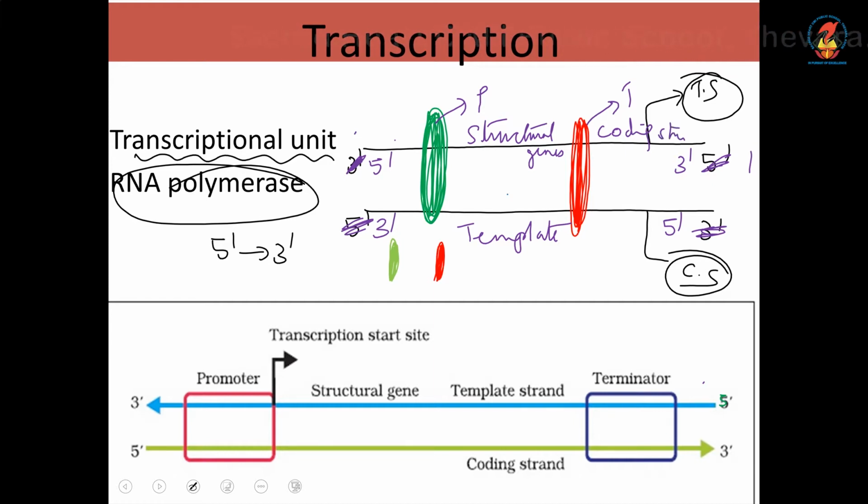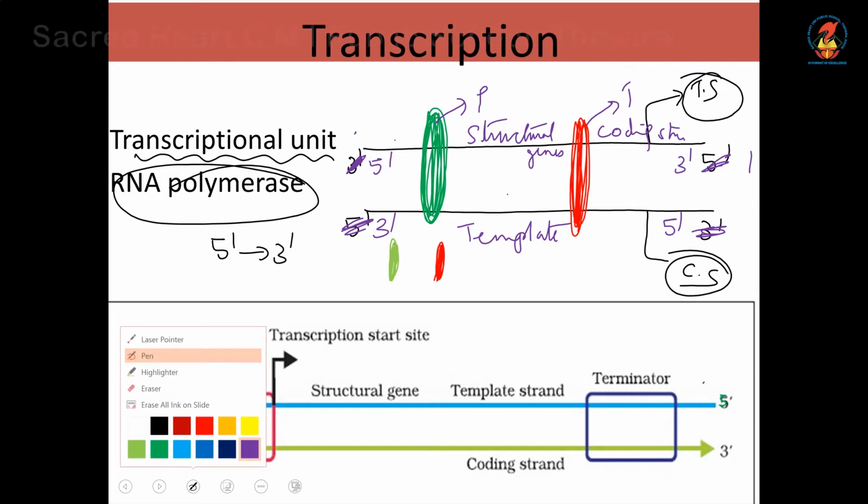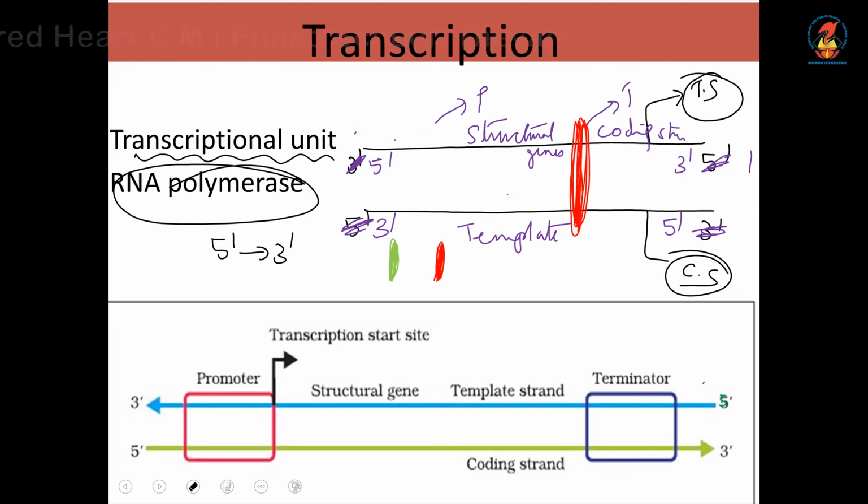Then is the location of the promoter and terminator right? No. We have to remove the promoter and the terminator because we have to place it with respect to the coding strand. So our coding strand is on top, no? So on the coding strand 5' end only I am going to place our promoter, and at the 3' end only I am going to place our terminator. Okay, it is with respect to the coding strand.